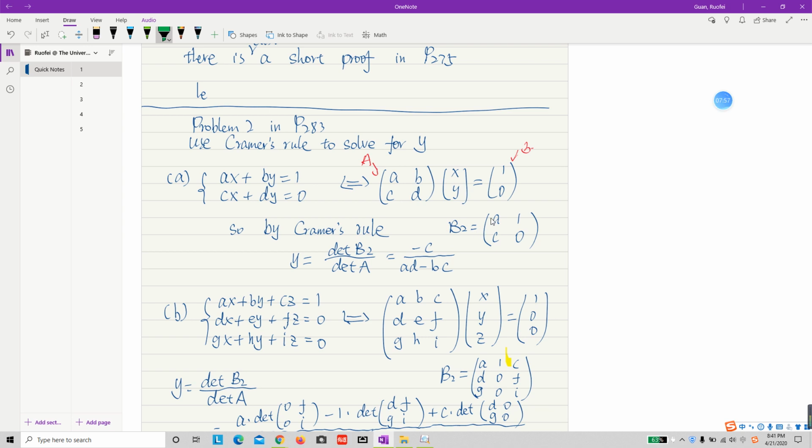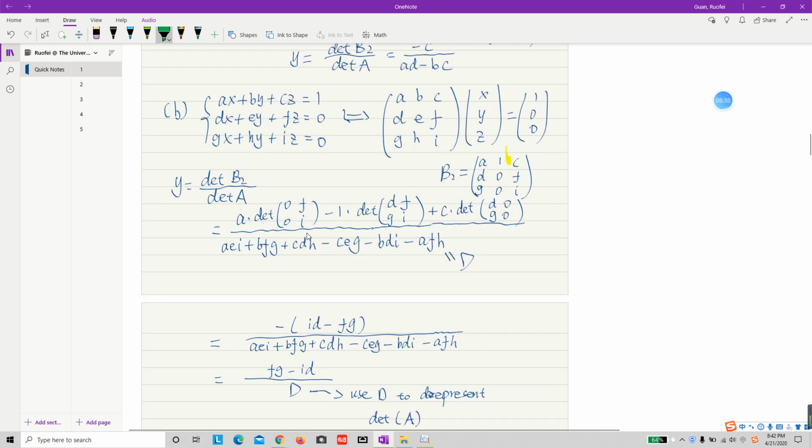B2 is obtained by replacing the second column of A by b. So we replace b and d by 1 and 0, and we get this B2. Then y is determinant B2 over determinant A, and determinant B2 is a times 0 minus 1 times c, so it's minus c, over determinant A, which is a times d minus b times c. So this is y.